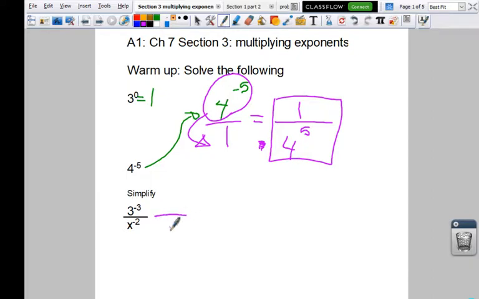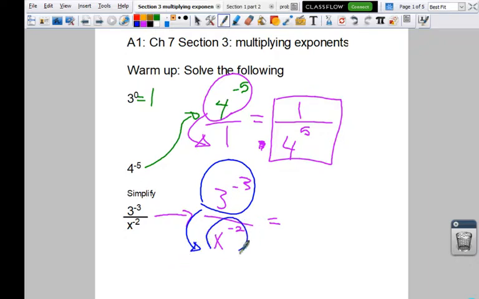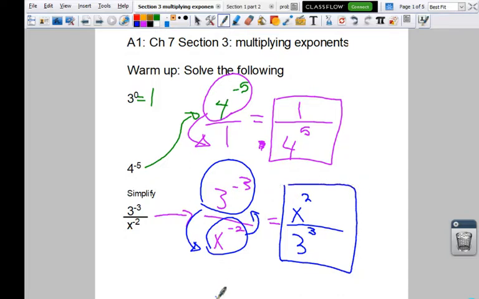All right, this one, let me just write it a little bigger. So on this one, remember, everything with a negative flips. It doesn't matter what has the negative, if it's got a negative, it flips. So I have 3 to the negative 3, that's going to flip to the bottom. I have x to the negative 2, this is actually going to flip to the top. It's basically like the whole thing is just flipping around. So this 3 to the negative 3 flipped to the bottom, and the negative went away. X to the negative 2 flipped to the top, and the negative went away. So I have x squared over 3 to the 3rd.